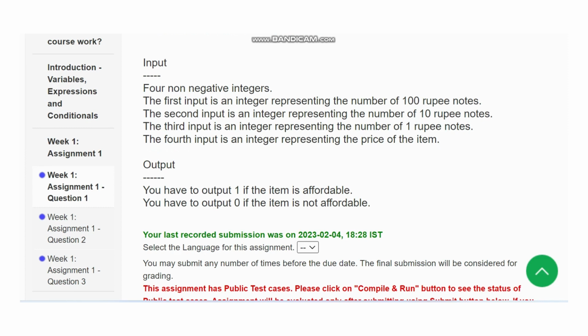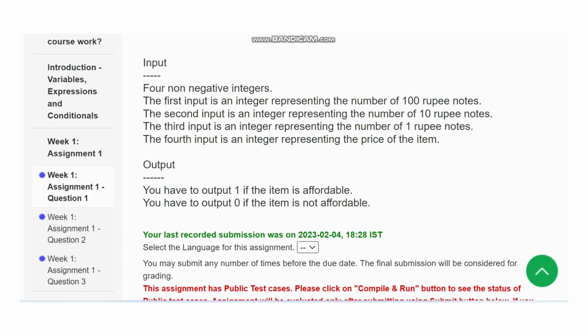The second input is an integer representing the number of 10 rupee notes we have, the third input is an integer representing the number of 1 rupee notes, and the fourth input is an integer representing the cost or the price of the item which you want to purchase. That is the input. In total you give 4 inputs: the first is the number of 100 rupee notes, the second the number of 10 rupee notes, the third the number of 1 rupee notes, and the fourth the cost of the particular item.